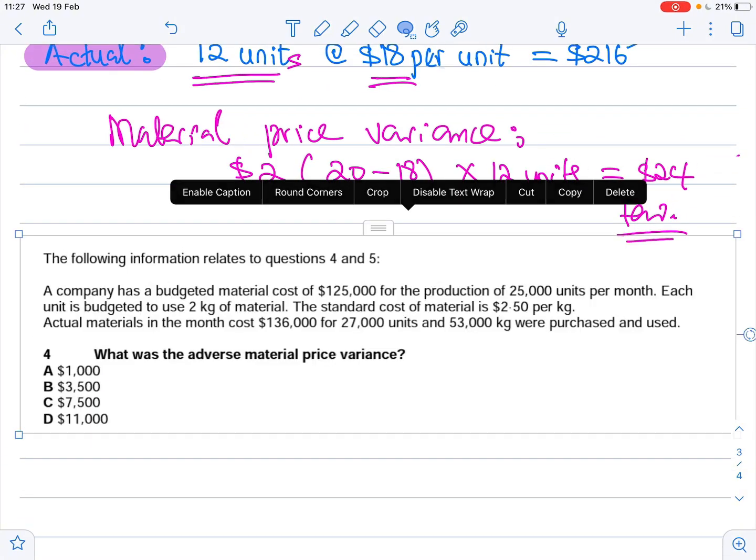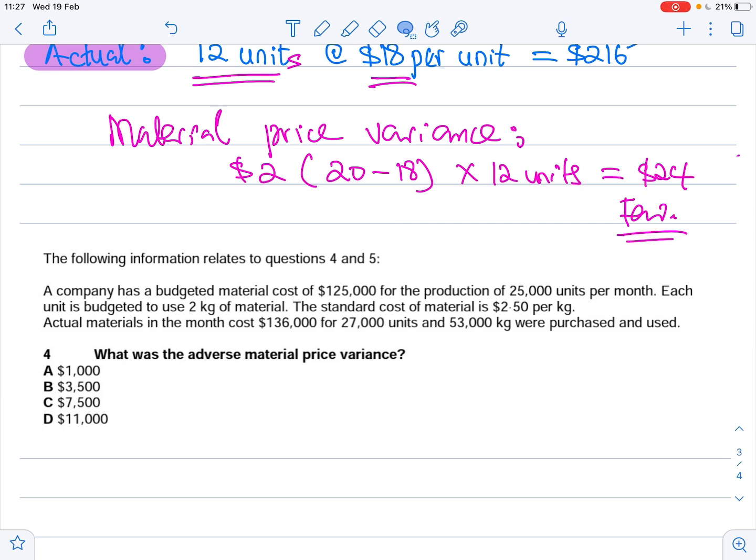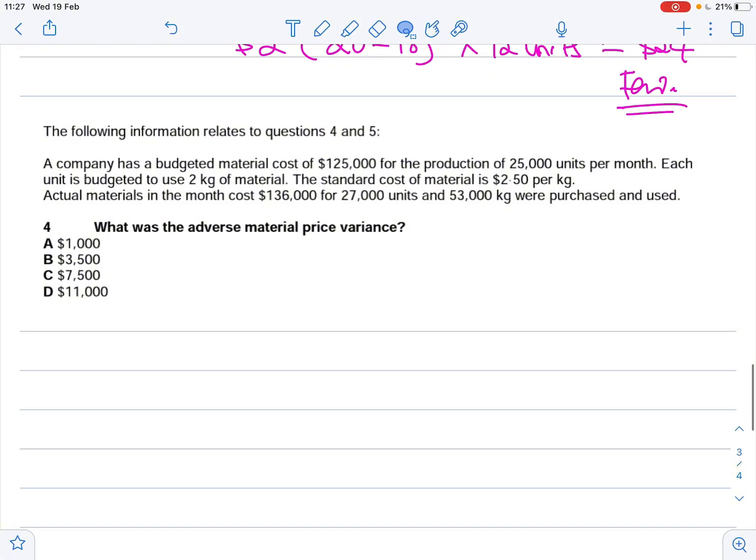So let's get the information right. It says the following information relates to questions 4 and 5. A company has a budgeted material cost of $125 for the production of 25,000 units per month. So what is this telling us now? The information is telling us that the company has a budget that says produce 25,000 units.